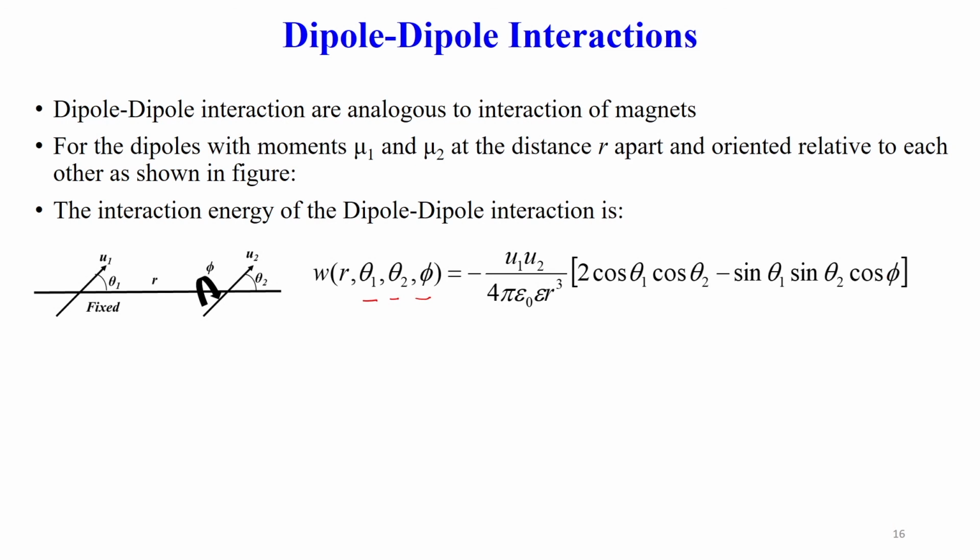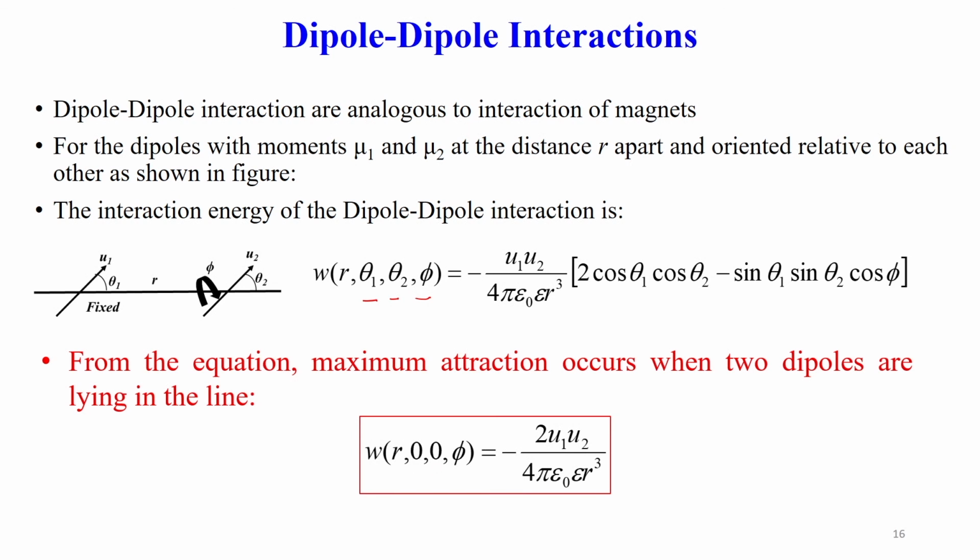Now, as cos theta is coming, the maximum value of cos theta will be at 0. So, if you put this value at 0, this will be 2 u1 u2 upon 4 pi epsilon naught epsilon into r cube, where 2 is coming from here. So, this is the maximum attraction, which occurs when the dipoles are lying in line. In line means theta is equal to 0. So, this is the expression, or the way to calculate the energy of interaction between dipole and dipole.